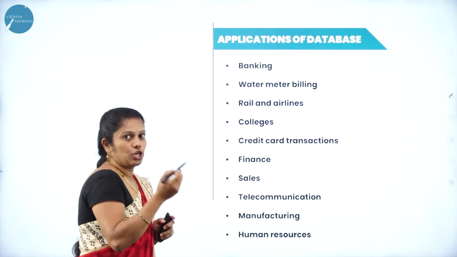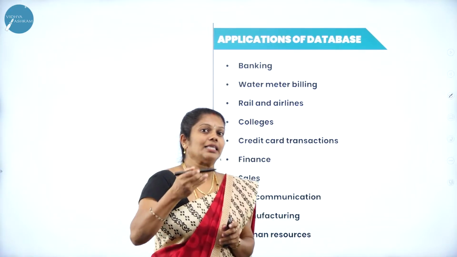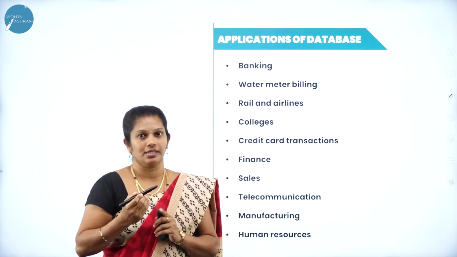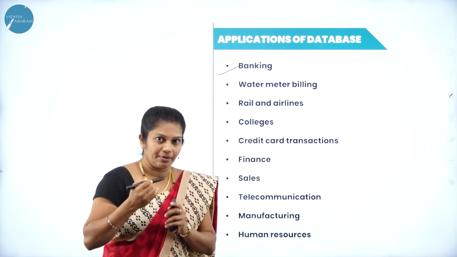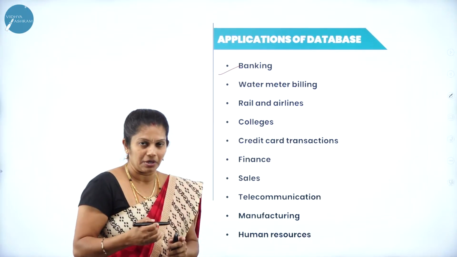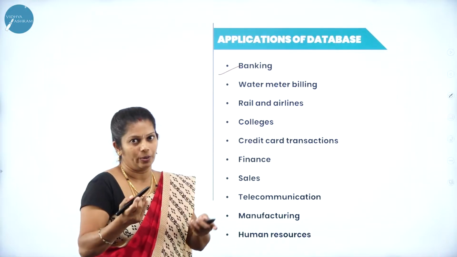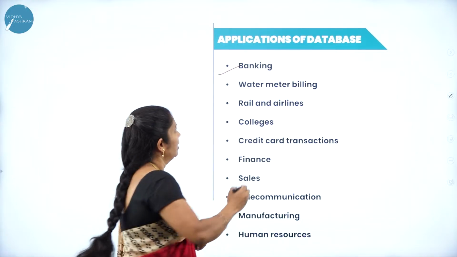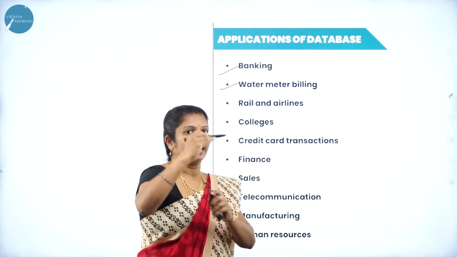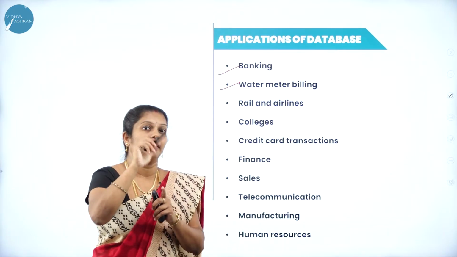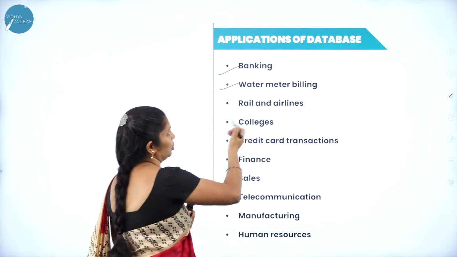Now we will come to know where we are using it, that is, the applications of database. Where exactly are these types of database used? It is used in banking for storing customer information as well as employee information, such as which are the credit cards and which are the debit cards. All that information they will maintain. It is used in banking and water meter billing. What is the name of the customer? When is the expiry date? All that information, the meter reading, the date, and the amount can be stored.